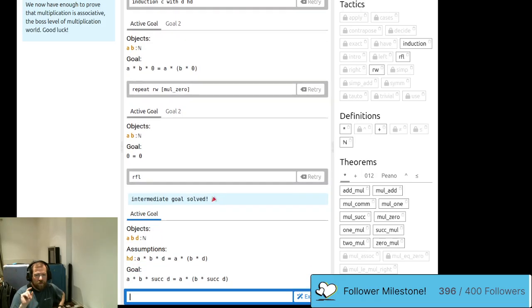Given our HD statement, that a times b times d is equal to a times parentheses b times d, prove that the successor, so d plus 1 in each of those places, is also going to hold. In this particular case, we have to multiply out our successor statements and then come up with something that's equal on both sides, so that we prove that the induction works.